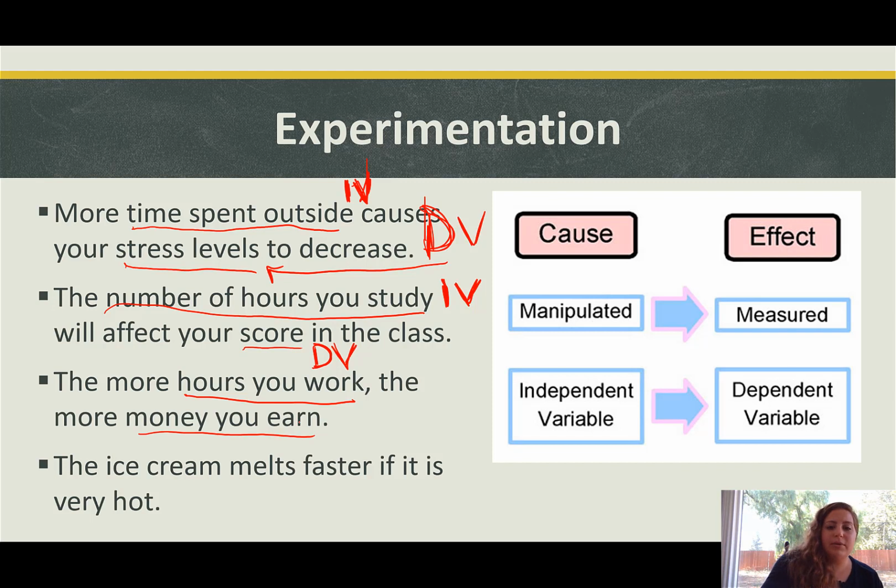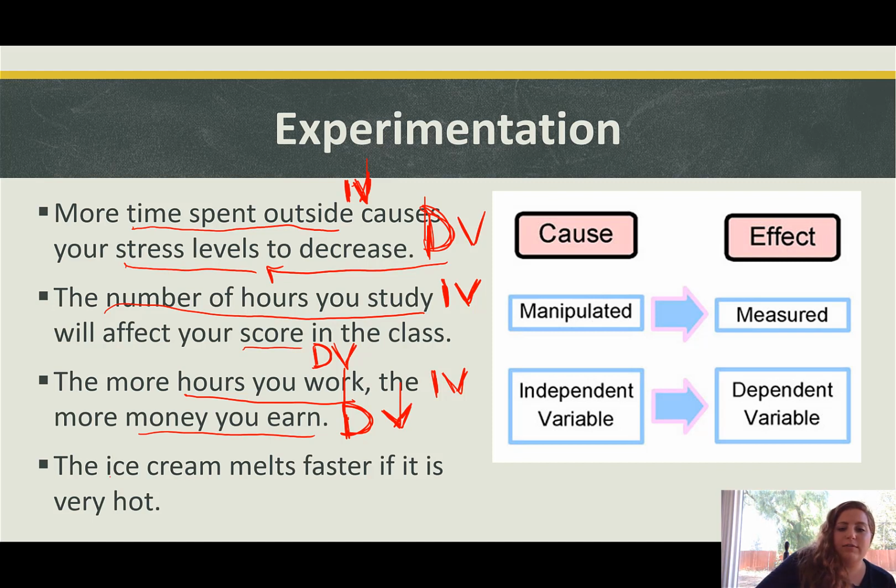So I am going to manipulate how many hours I work, and that's going to affect how much money I get. DV. There we go. So the amount of hours I work causes the amount of money I earn to change. Makes sense. The last one here.